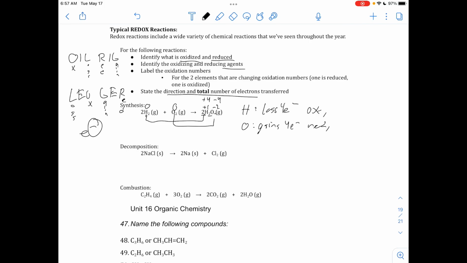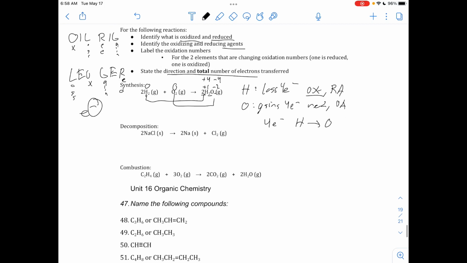And then to assign agents, it's just the opposite of whatever it is. So since hydrogen is oxidized, this is going to be the reducing agent. Oxygen is going to be the oxidizing agent. And we can say that 4 electrons went from hydrogen to the oxygen. Okay, next one, free elements right away are 0.